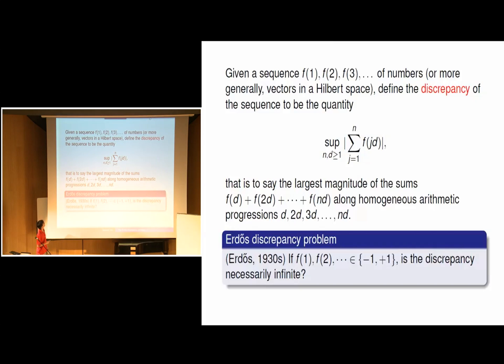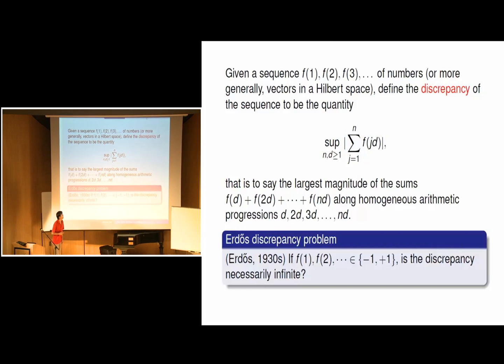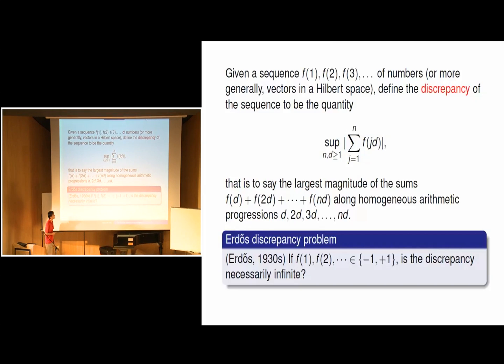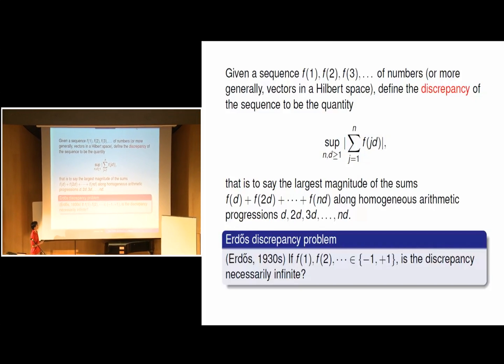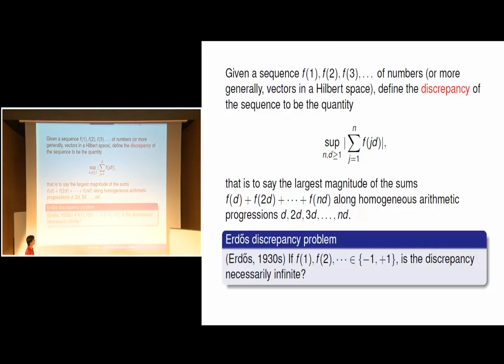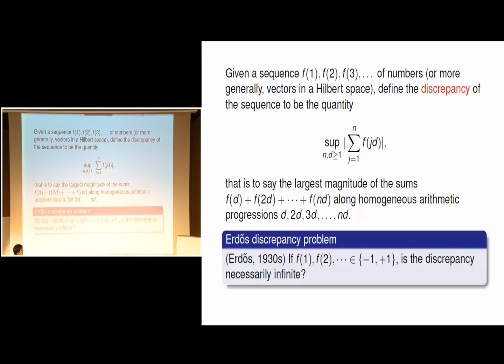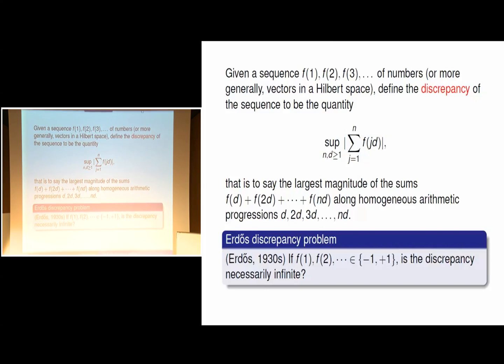That's some number, could be infinite. In fact, the Erdos discrepancy problem, which was formulated by Erdos in the 1930s, is the following question. Suppose you have a sequence which consists of numbers which are only +1 and -1. So if you have a sign pattern, an infinite pattern of +1s and -1s, is it necessarily the case that the discrepancy is infinite? In other words, can you find homogeneous arithmetic progressions on which the sequence is arbitrarily unbalanced? That if you sum the sequence on that homogeneous progression, the magnitude gets as big as you please. Okay? So this is the discrepancy problem.